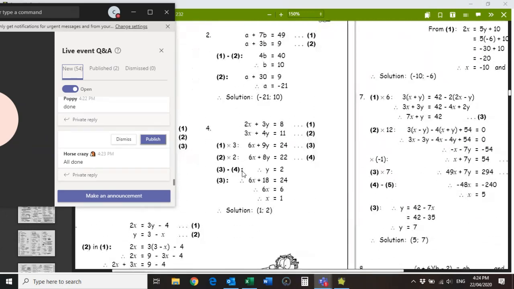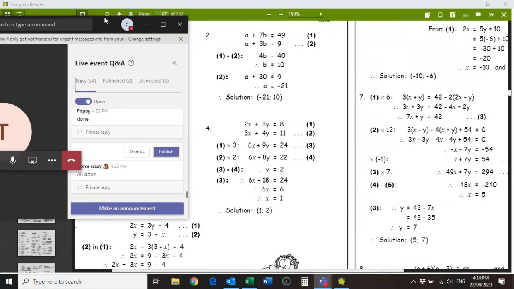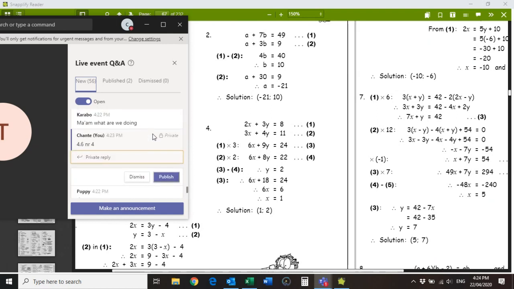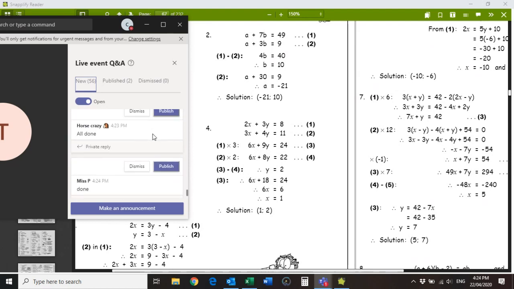So everyone, I hope you get y as 2 and x as 1. Did you get the solution? Let's see. Did you get that? Let's hope so. Okay, how did they get that? Okay, yeah, I might answer a few of your questions.